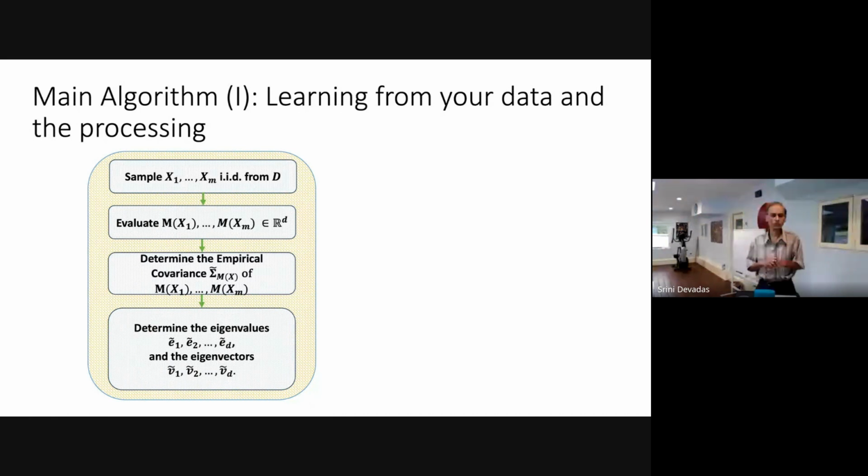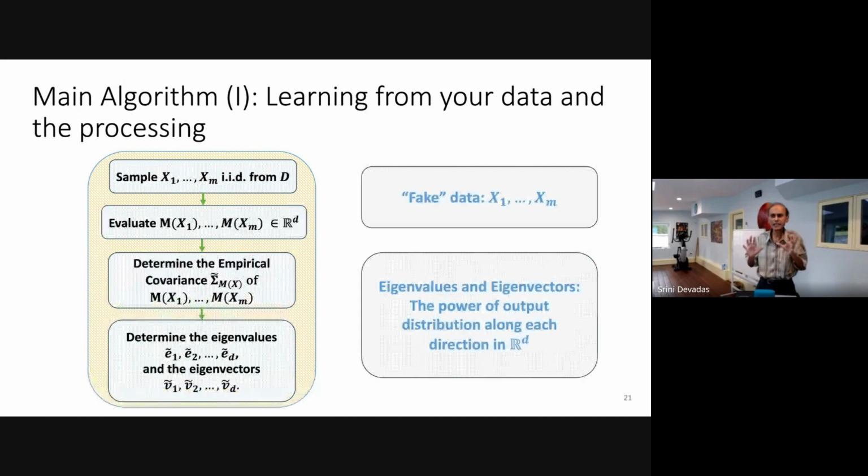All right. So this is linear algebra. Basically, the way you want to think about this is that we haven't done any exposure yet. We're doing analysis. x1 through xn are fake data. The eigenvalues and the eigenvectors, as I said before but I'll repeat, are the power of the output distribution along each direction. You have greater power when you have larger eigenvalues. Right? So all of this is just analysis, but it's done automatically.